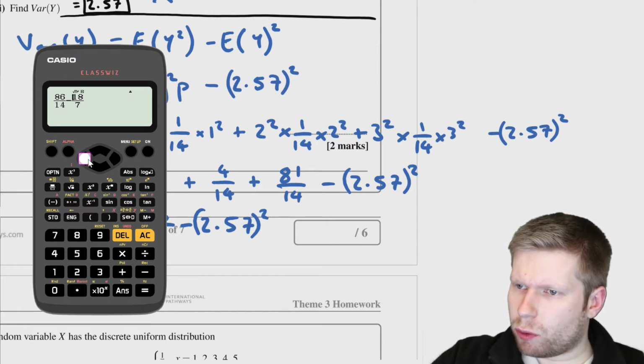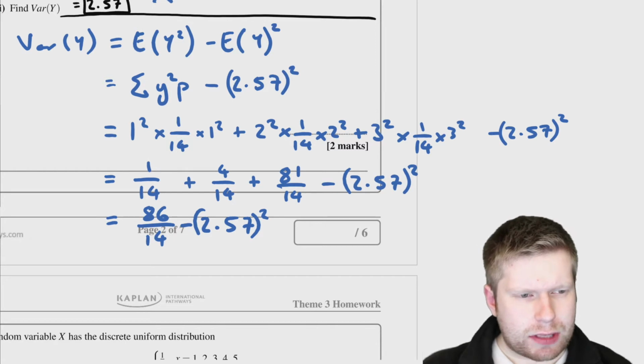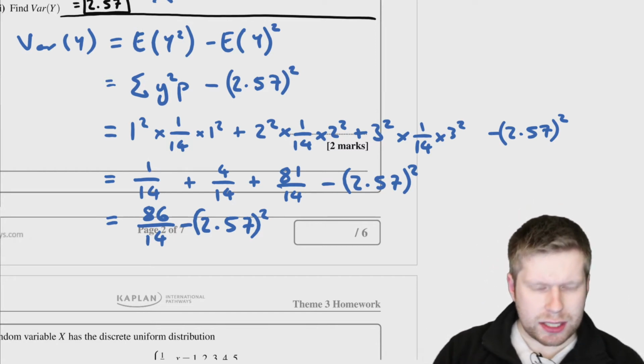Okay, make sure I square all this, so stick it all in a bracket and then hit squared on that, hit equals, okay. So it's still coming up as negative, so let's just see what's going on here. I must have made a mistake somewhere.